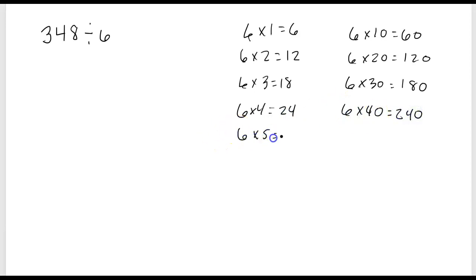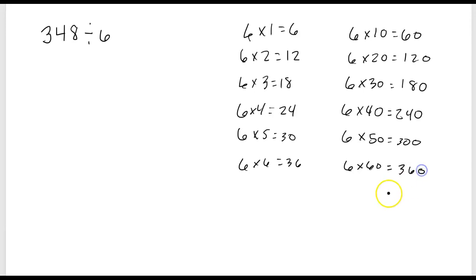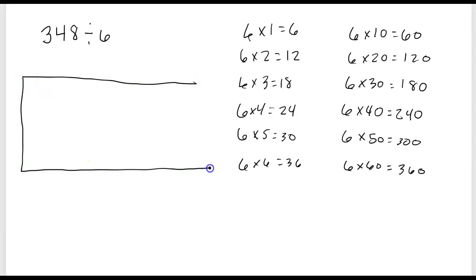6 times 5 is 30. So I know 6 times 50 is 300. 6 times 6 is 36. So 6 times 60 is 360. All right, and I can stop because that's bigger than 348. So once again, I'm going to break it down into my area model using hundreds, tens, and ones. So I've got 300 here, I've got 40 here, I've got 8 here. And I'm dividing all of these by 6.